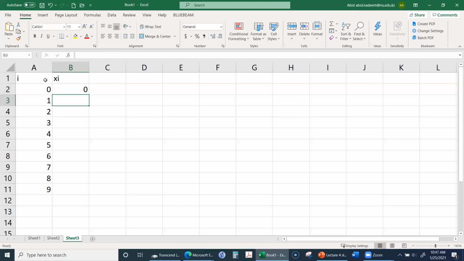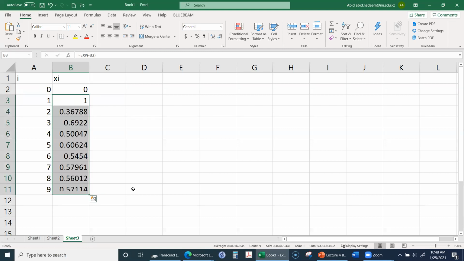Then our next iteration will be e power minus x, so it will be equal to exp, exponent of minus this value. So after the first iteration in this method, the value will be 1. And then if I repeat it, after several iterations, the values will be like that. Okay. So how much do these values differ?